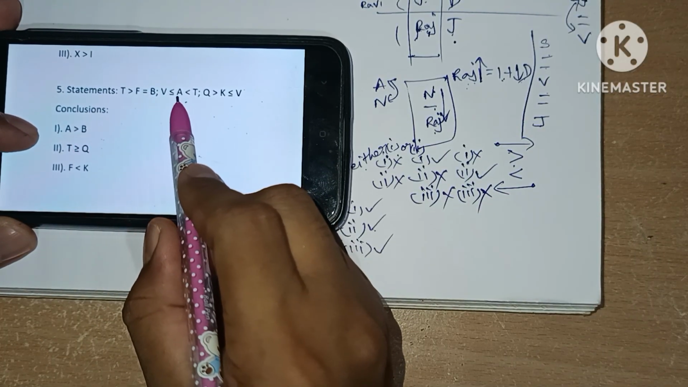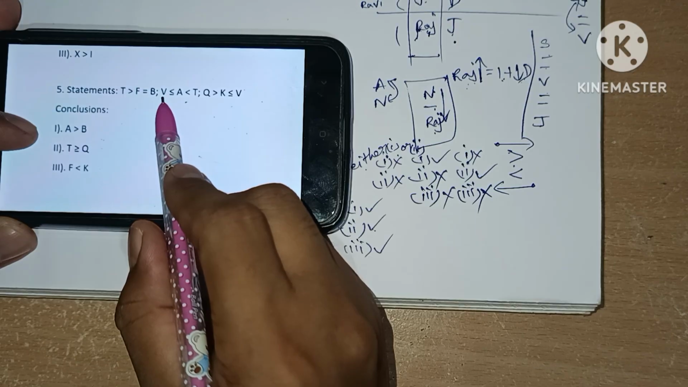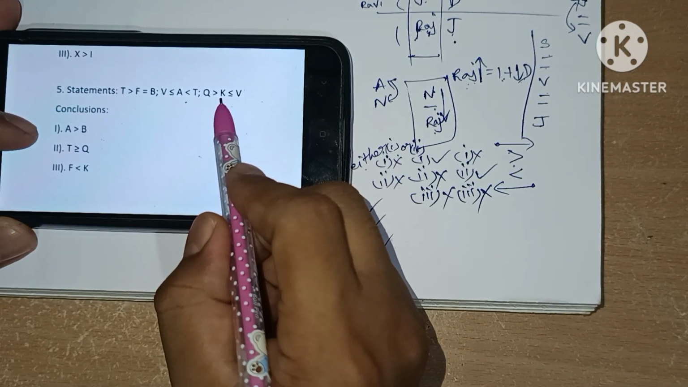From A we can reach V. From V we can reach K, but cannot reach B.